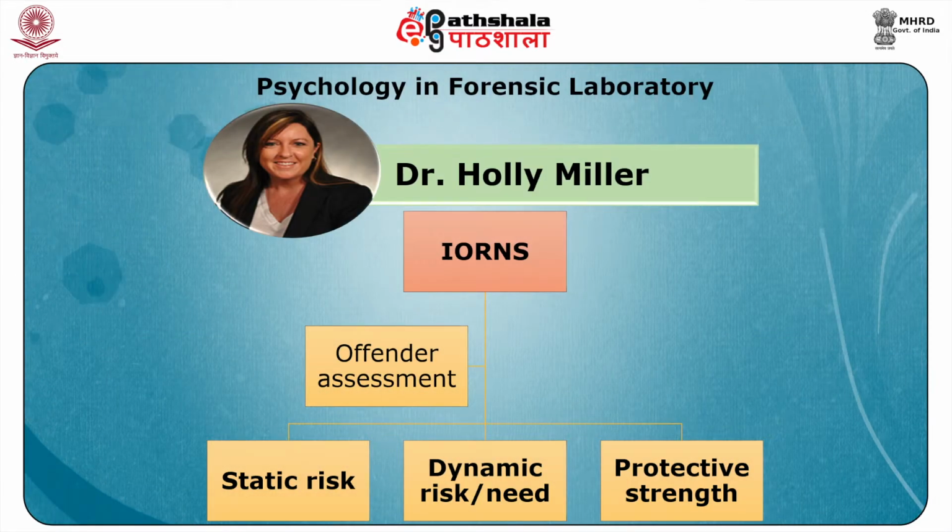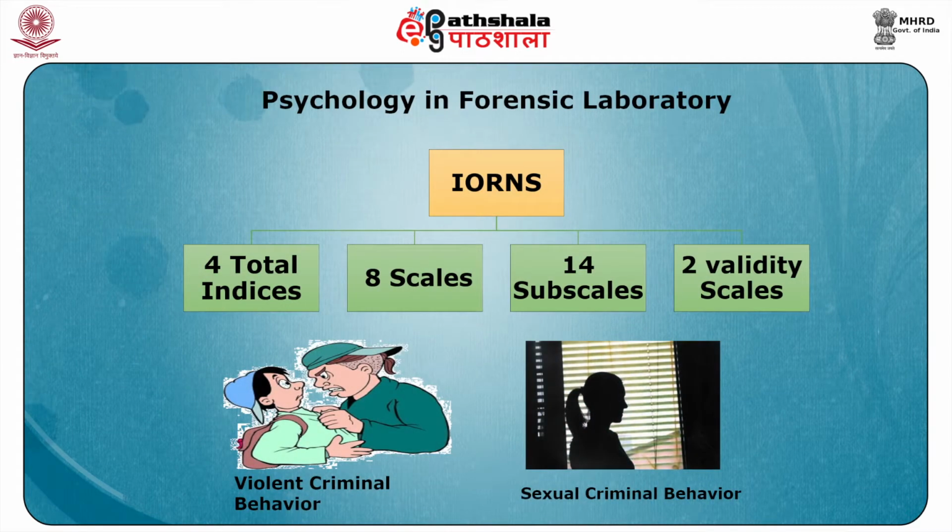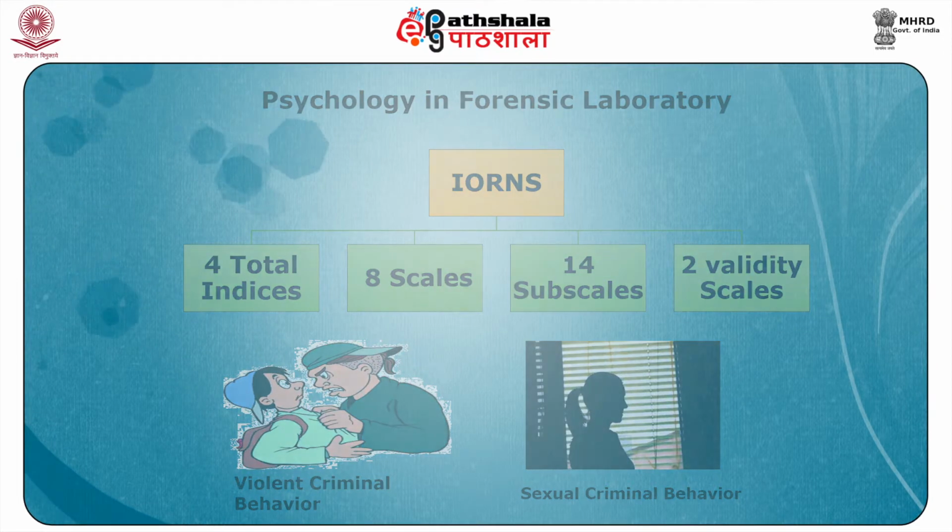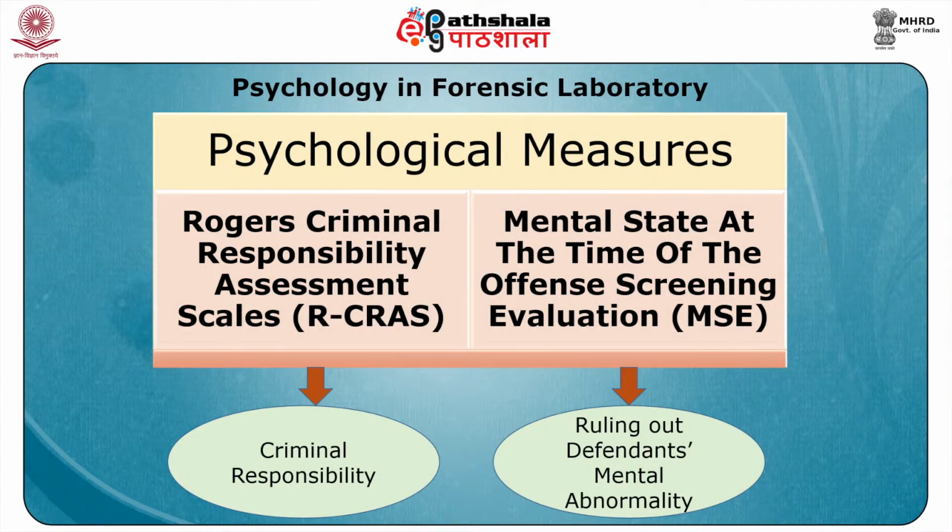Similarly, the IORNS was created by Dr. Holly Miller in 2006 as an offender assessment of static risk, dynamic risk, need and protective strength factors. It consists of 4 total indices, 8 scales, 14 subscales, and 2 validity scales. In the areas of violent and sexual criminal behavior, Rogers Criminal Responsibility Assessment Scale, also known as RCRAS, and the Mental State at the Time of the Offense Screening Evaluation are 2 examples of psychological measures developed for insanity evaluation in terms of criminal responsibility and for ruling out defendants' mental abnormality.